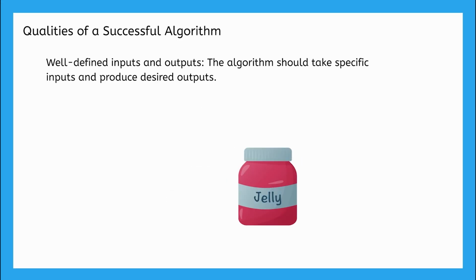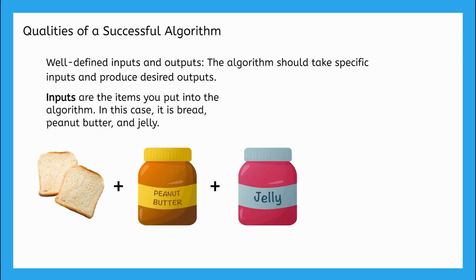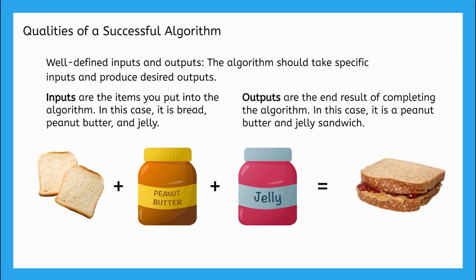Algorithms must have well-defined inputs and outputs. It should take specific inputs and produce desired outputs. Inputs are the items you put into the algorithm. In this case, it is bread, peanut butter, and jelly. Outputs are the item or items you get when the algorithm is finished. In this case, it is a peanut butter and jelly sandwich.